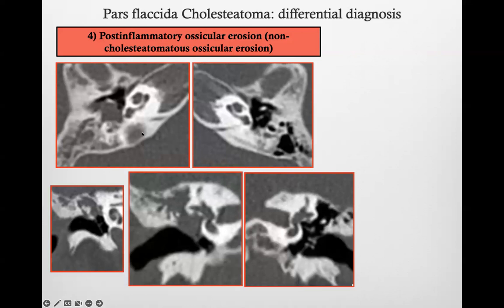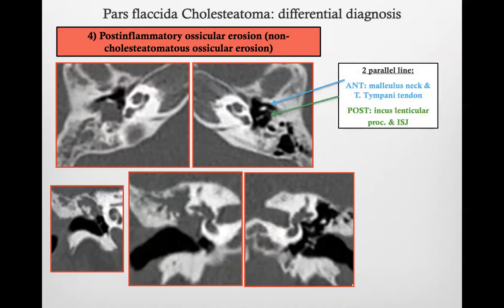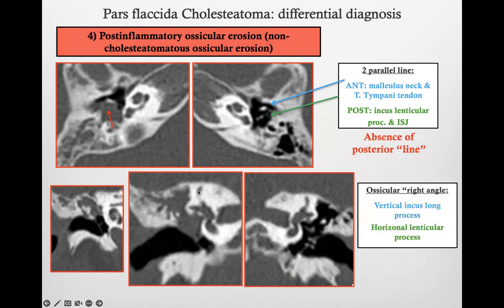You have soft tissue, but normally, looking at the normal side, and I showed you some anatomy before, you should have these two parallel lines: anterior, the malleus neck and tensor tympani tendon, and posteriorly, the incus lenticular process and incudostapedial joint. The posterior line is gone in post-inflammatory ossicular erosion because this is quite weak. So you have absence of the posterior line and the ossicular right angle, that is this one that you can see here, that is lost. In particular, you have missing here the horizontal part because of the tissue.